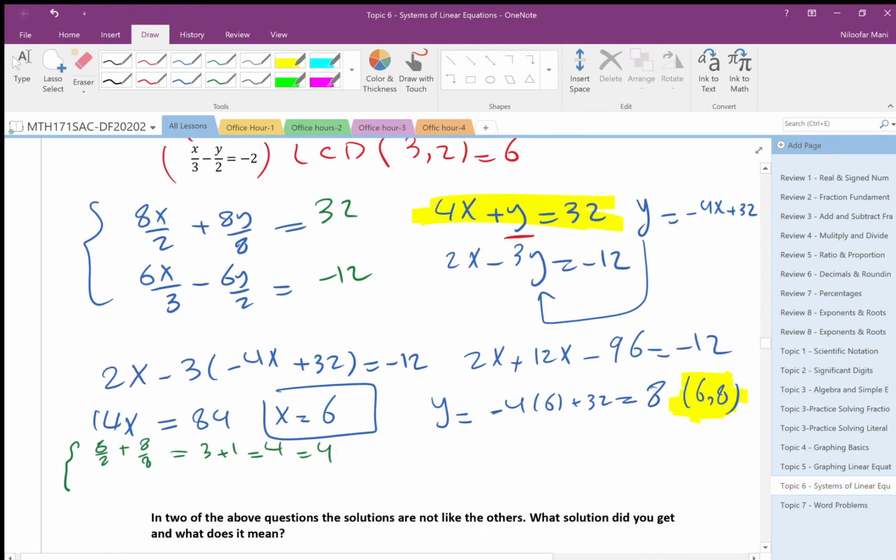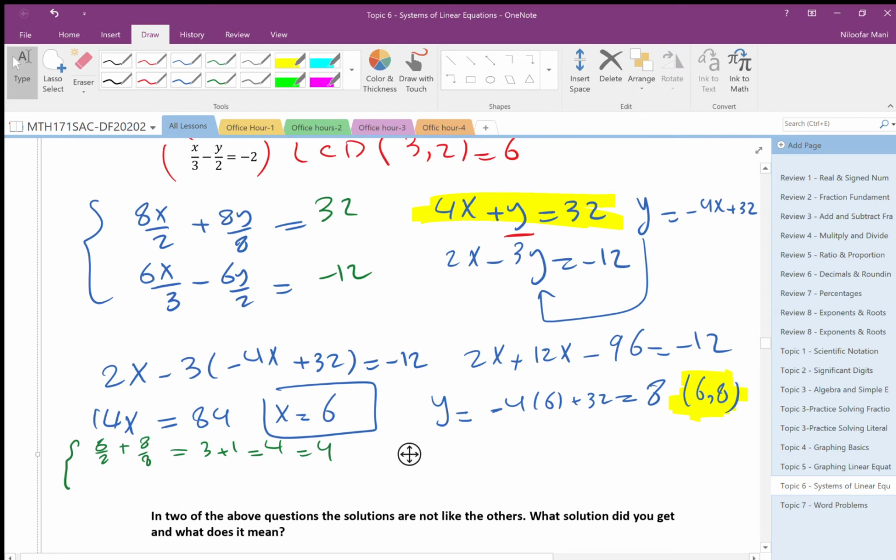Perfect. How about the other one? 6 over 3 minus 8 over 2, which is 2 minus 4, which is minus 2, equals minus 2. Perfect. So I see left side equals right side for both equations. I didn't make any mistake.